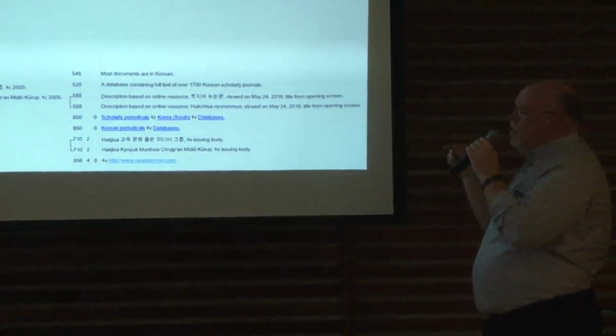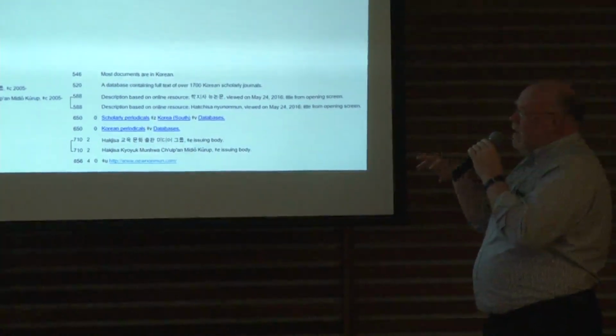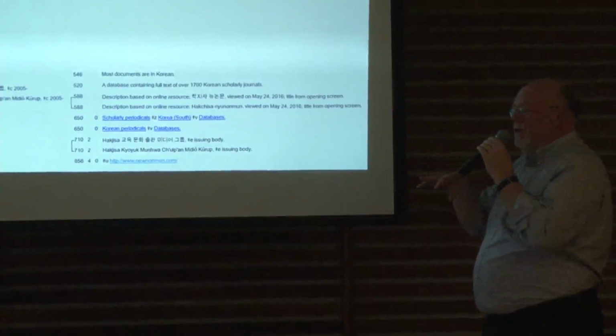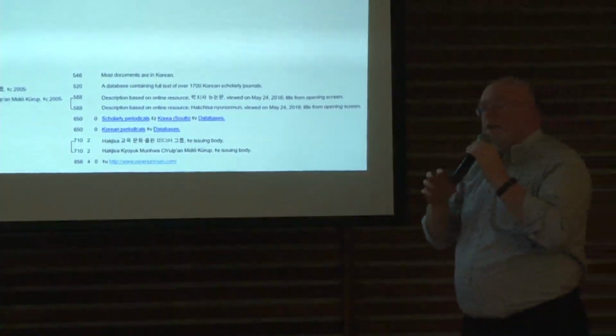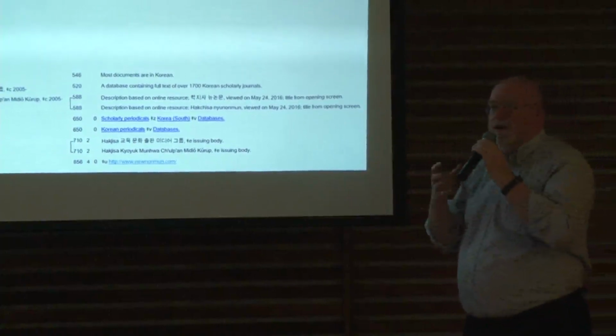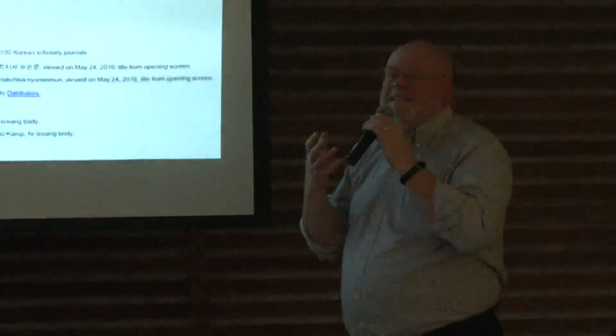This isn't in the same order as the 588 that we looked at earlier, but the formatting of the 588, especially for databases and for ebooks, is really not prescriptive. So as long as it's clear, that's what's important. And obviously, everything else in here is pretty much clear. They put in a 520 that says it's a database containing full text of over 1,700 Korean scholarly journals. So that one is fairly clear.